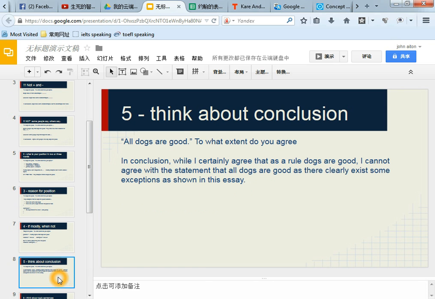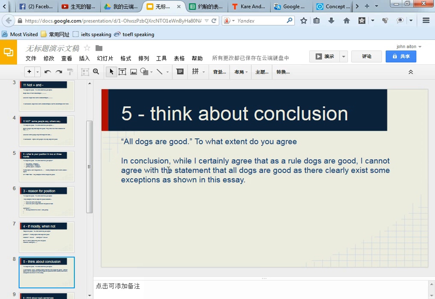Okay, one big secret to answering these is think about your conclusion first. So once again, all dogs are good. To what extent do you agree? Here is my conclusion first. In conclusion, while I certainly agree that as a rule dogs are good, I cannot agree with the statement that all dogs are good, as there clearly exist some exceptions as shown in this essay. So as you can see, my conclusion answers that very, very clearly. I certainly agree with some of the reasons.